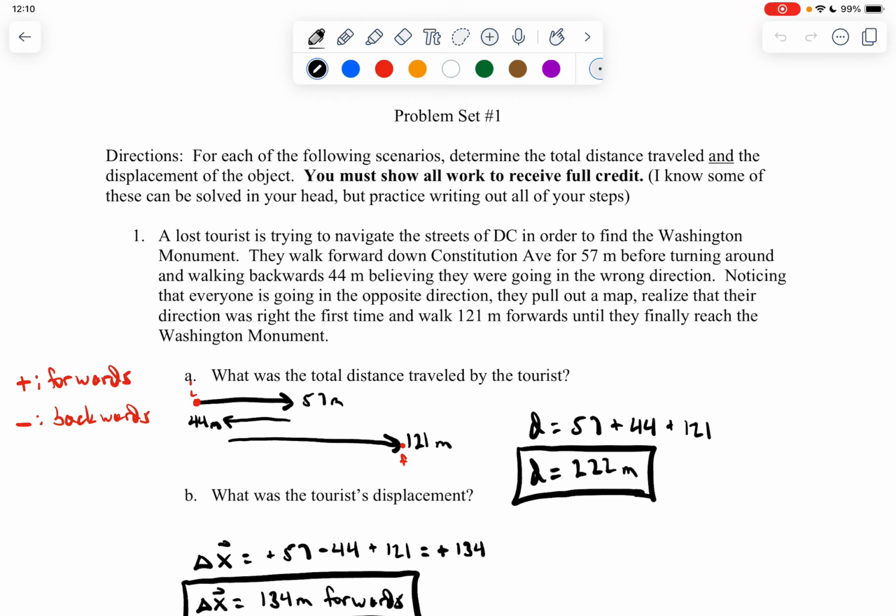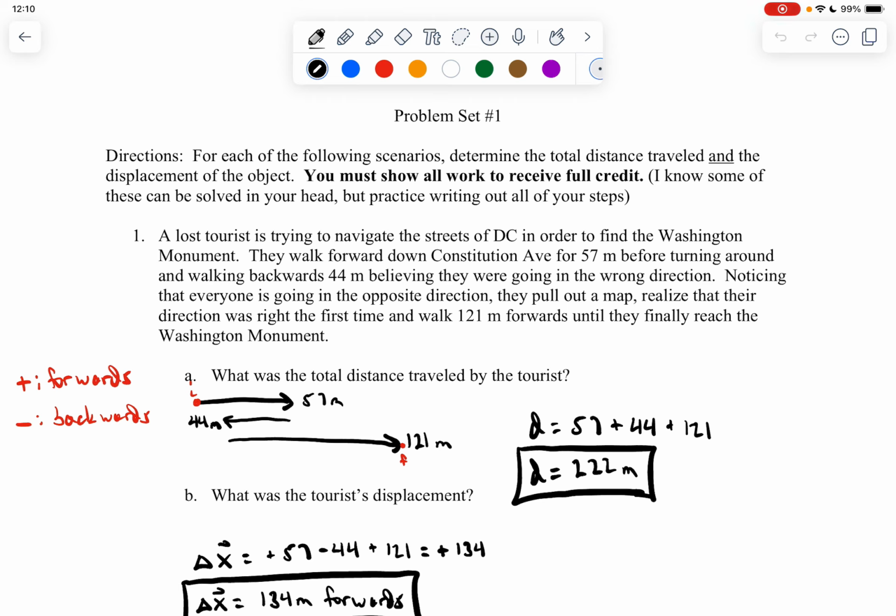So again, my recommendation for all of these is draw a quick sketch just showing what direction our person is moving in. We first go 57 meters forward, then 44 meters going backwards, and lastly 121 meters going forward. Now, when we're trying to find the total distance we traveled, distance is a scalar, so the direction we're moving in is not important. All that matters is how many meters we're mapping out here.